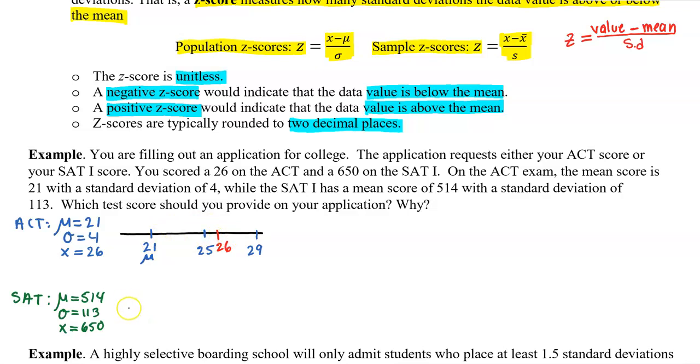Let's look at the SAT score. So the average is 514.